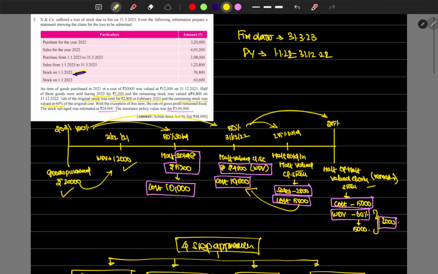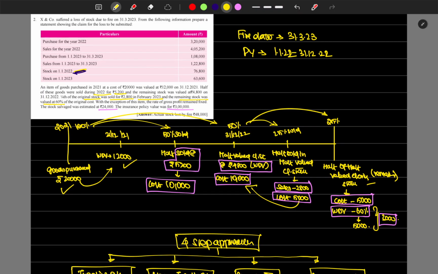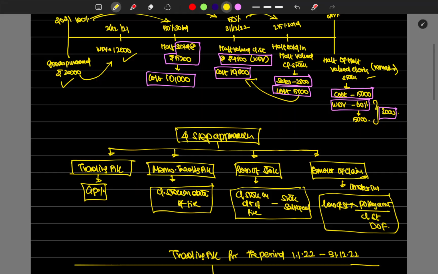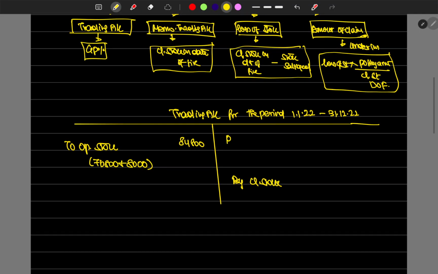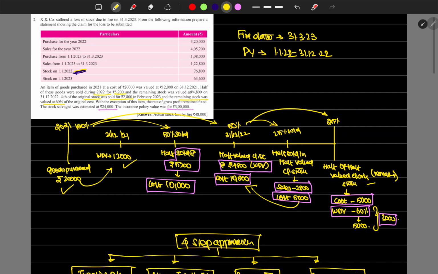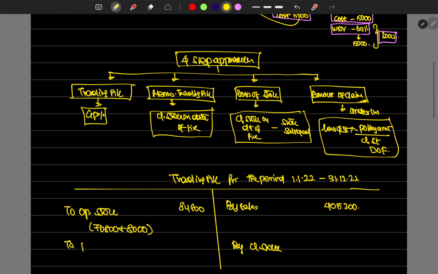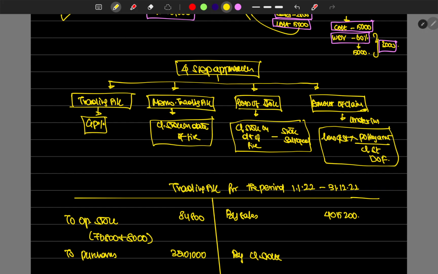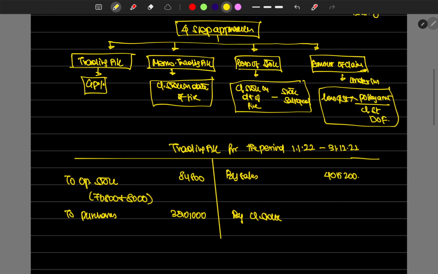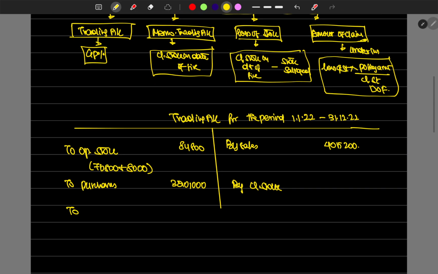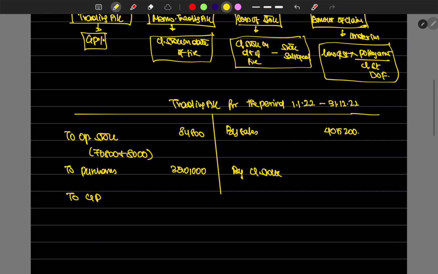Okay, what's the sales amount for the year 2022? 4,05,200. Okay, what's the purchase value? Two purchases, which is 3,20,000. Then we need to find out the GP and closing stock value. For closing stock we have information which is 63,600.